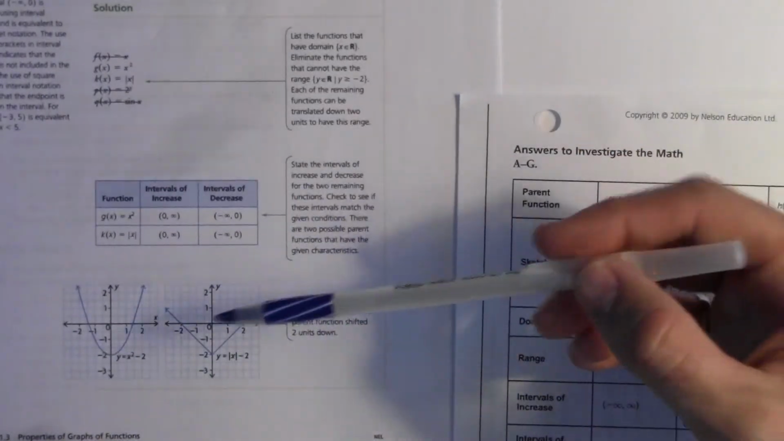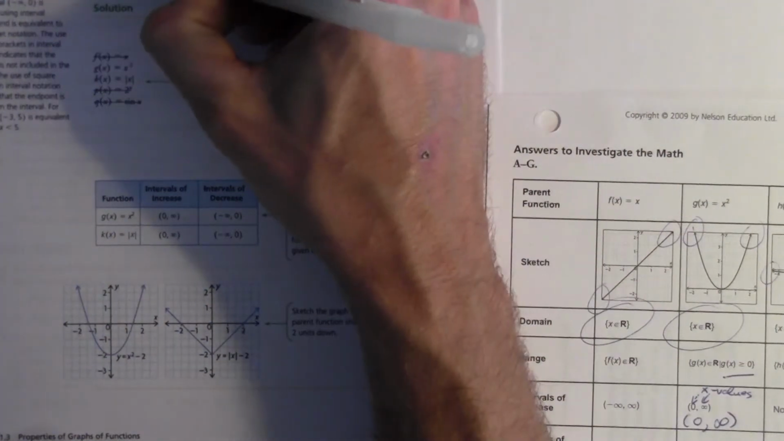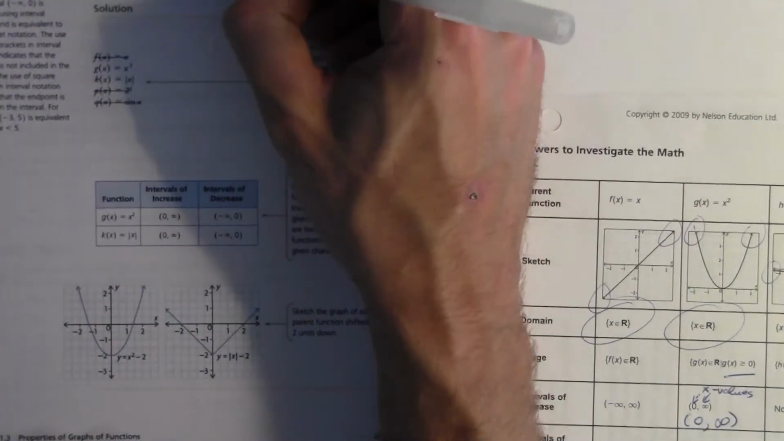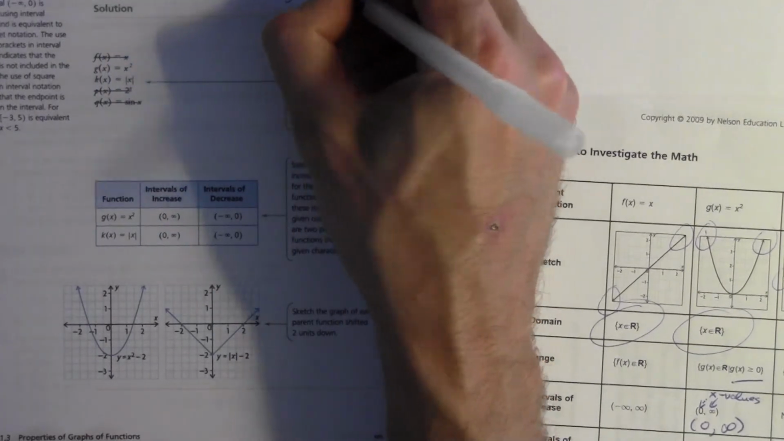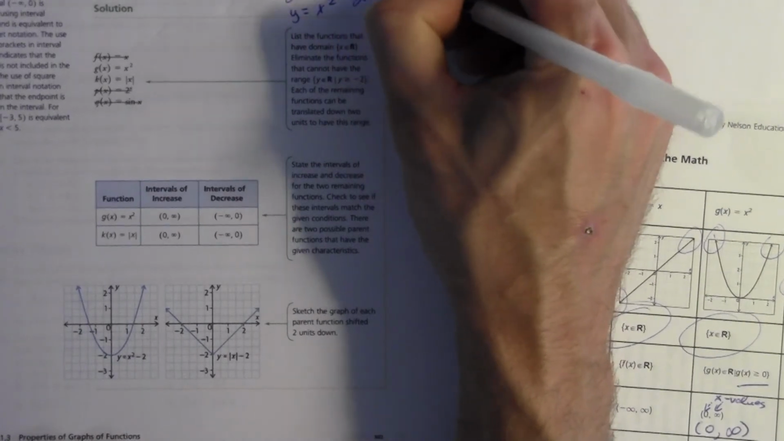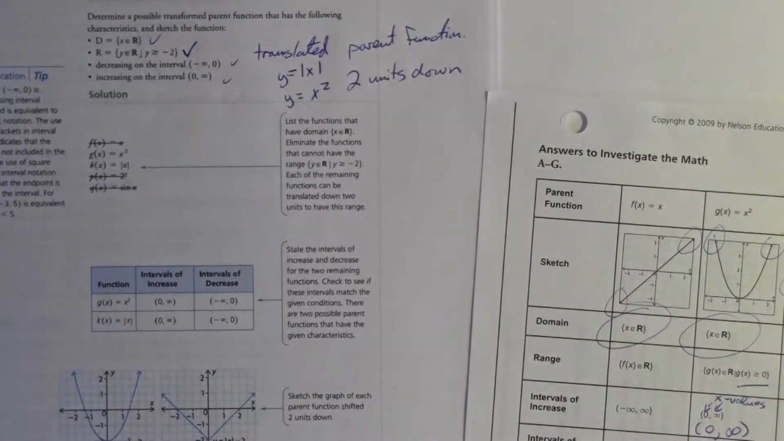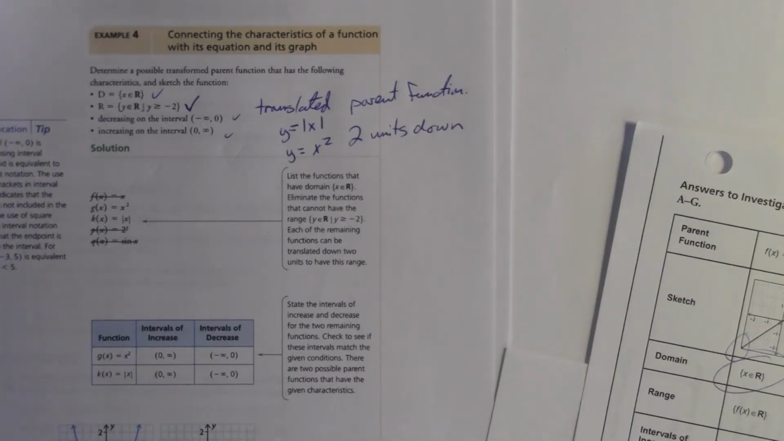Okay? So all they did was take that graph, the parent function, and translate it 2 units down, and they satisfied this. Okay? Everything else was satisfied from the parent function. Okay? So we translated the parent functions y equals absolute value of x and y equals x squared 2 units down. Okay? Any questions there? All right.